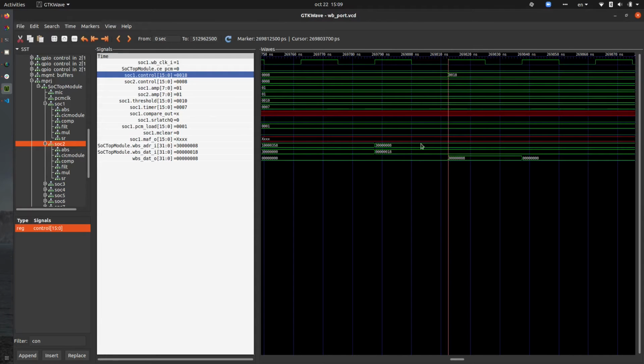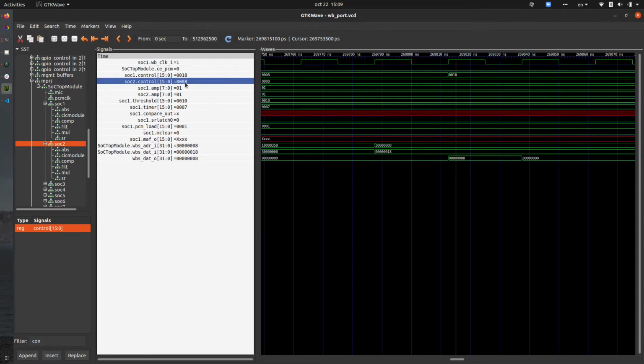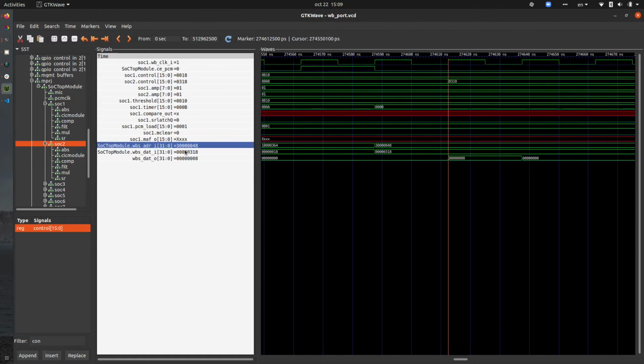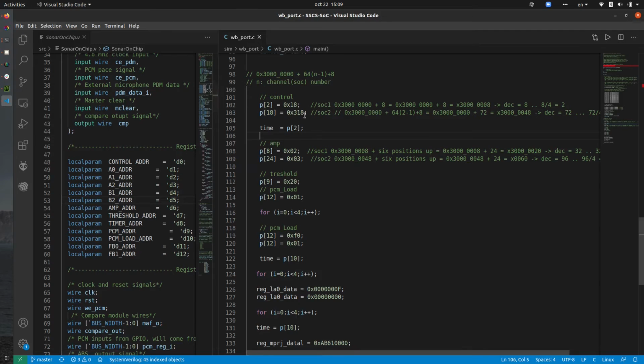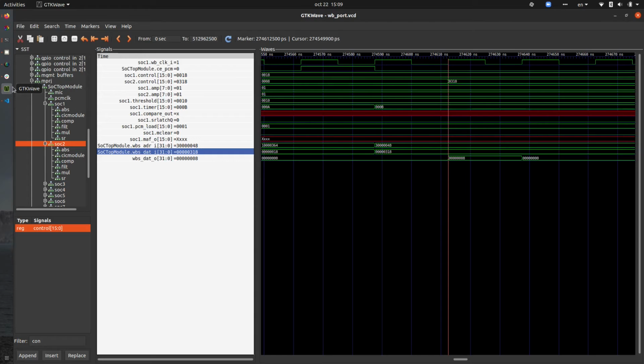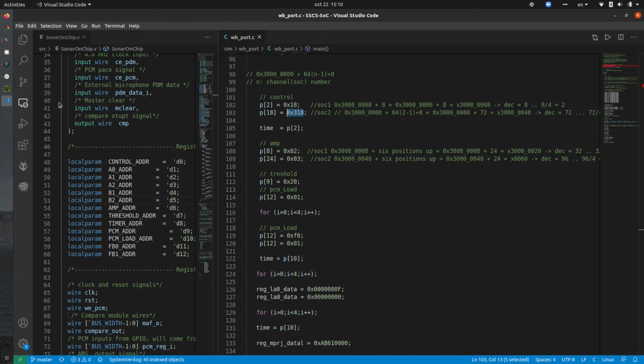In the previous case, we wrote data to the control register of the SoC 1. Now, in the following case, we write data to the control register but of the SoC 2. We see that the data and the address lines of the Wishbone interface have the value that corresponds to the data that we entered in the firmware, and the address that corresponds to the control register of the SoC 2. This shows that it's possible to write to the registers of the chip channels independently.